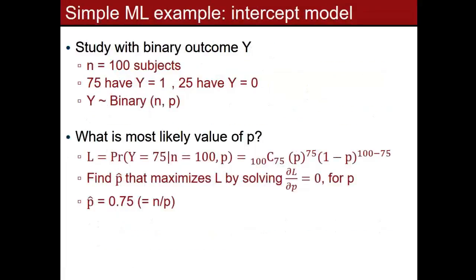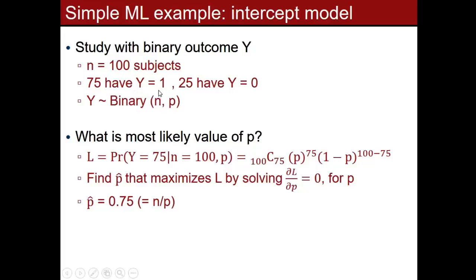Here's a really simple analysis for the unconditional maximum likelihood. Suppose you have data on 100 subjects, and 75 of them have the outcome 1. It's a binary variable, so 25 have 0. We say these data are distributed binomial. We know the binomial distribution would describe something like this, where you have a disease outcome and 75 people have it.